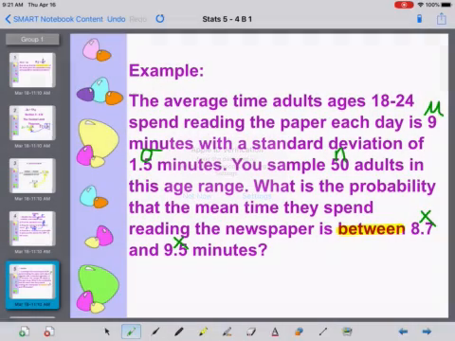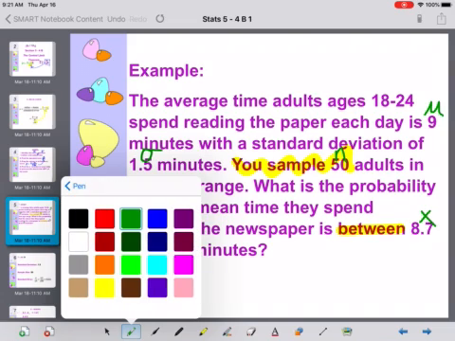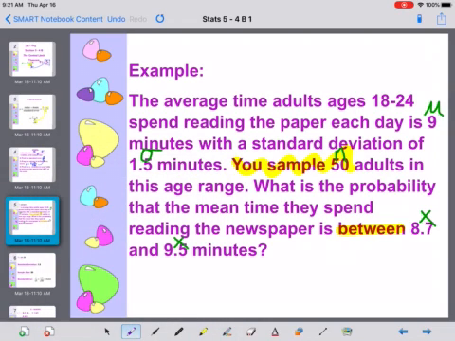So they give you two x values, so you're going to have to find two z-scores, two areas, and then subtract them from each other from your chart. Okay, so the difference is that they gave you a sample size. The fact that they give you a sample size tells you that you have to find your standard error first.